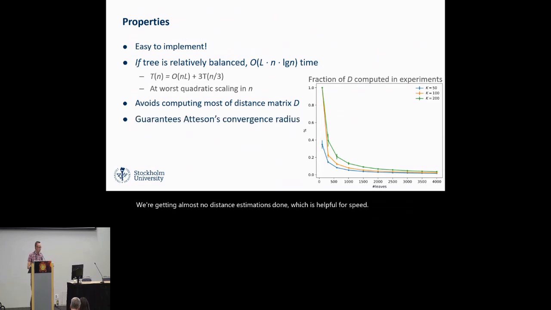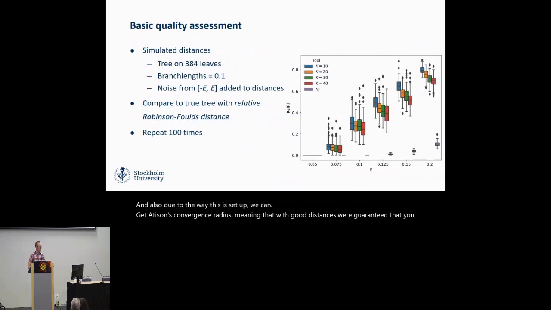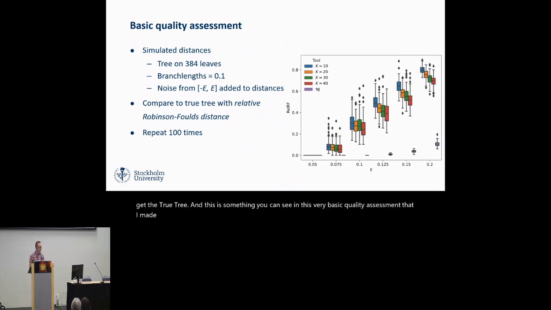And also, due to the way this is set up, we can get Atteson's convergence radius, meaning that with good distances, we're guaranteed that you get the true tree. And this is something you can see in this very basic quality assessment that I made. I've done much more than this, but I don't have time to show you all of them, but some more stuff will be shown soon.